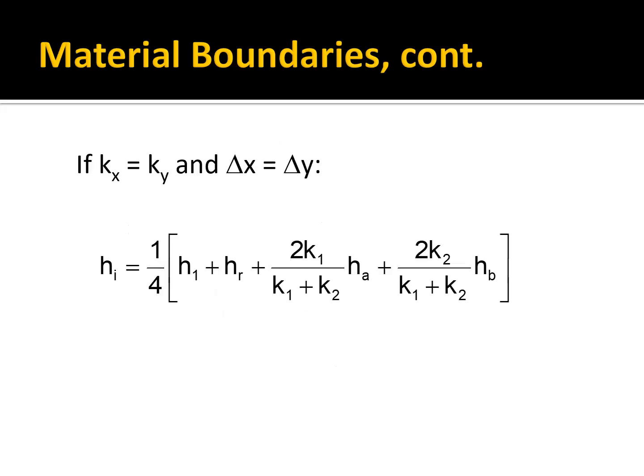If kx is equal to ky and delta x is equal to delta y, then now we just have k1 and k2, in which case it reduces to this equation, which is very similar to what we had before, but now we add on these two, 2k1 over k1 plus k2 and 2k2 over k1 plus k2 in front of HA and HB. And yeah, that's the simplified version of that equation with multiple materials.